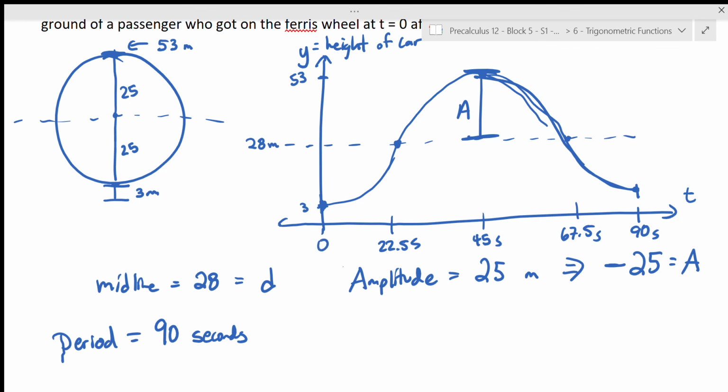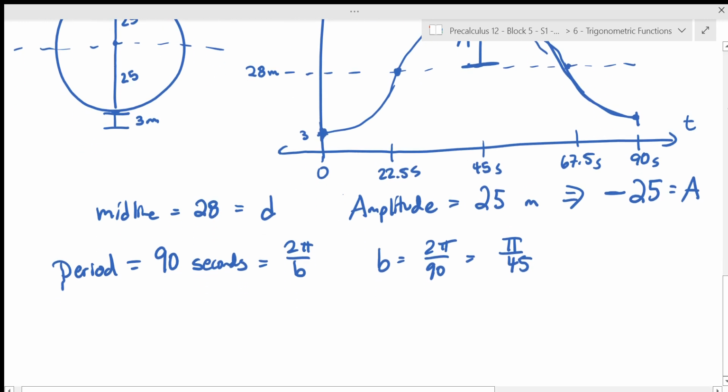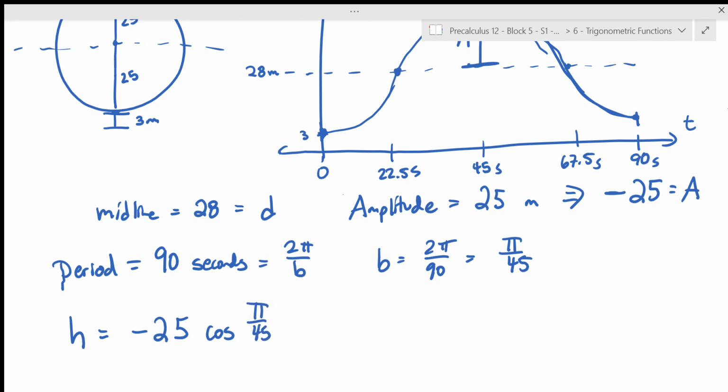And these are our different seconds, dividing this 90-second period into 4 equally. So our period is 90 seconds. Period is equal to 2 pi over b. So my b is going to be 2 pi over 90, which is going to equal pi over 45. And so when I go to write down my equation, we have h is equal to negative 25 cosine of pi over 45 t plus 28. And because I wrote a negative there, I don't have to worry about any sort of phase shift.